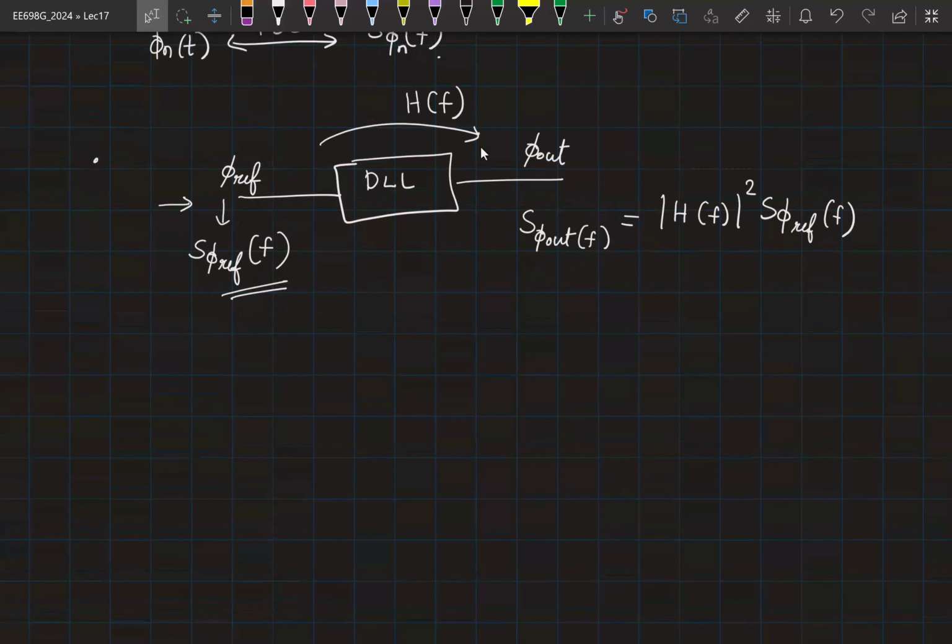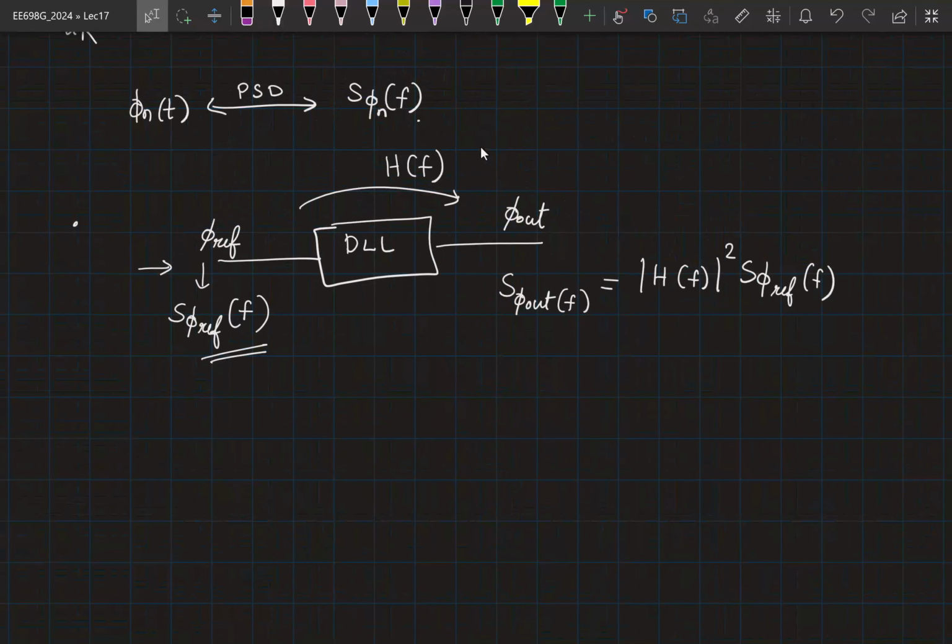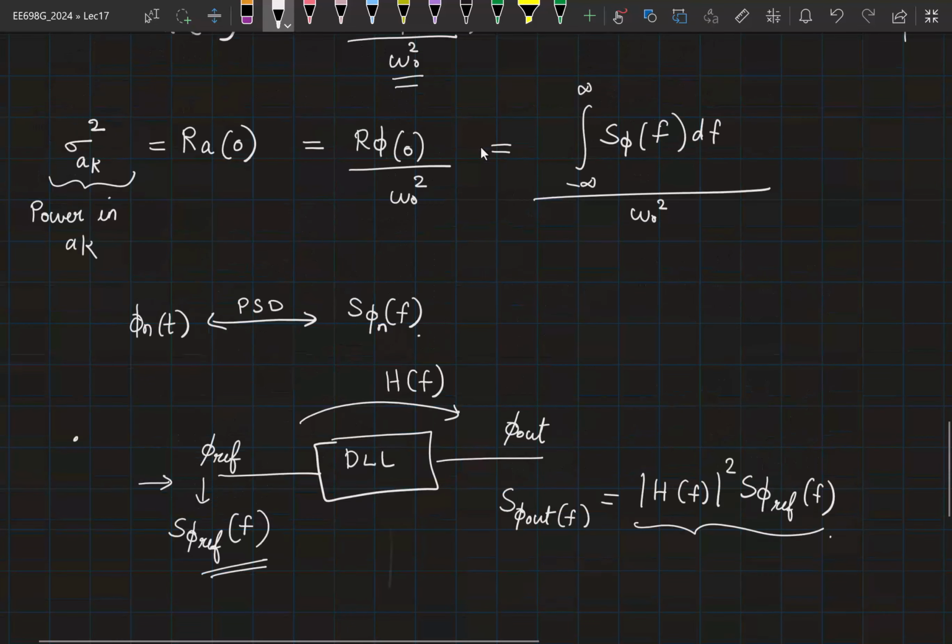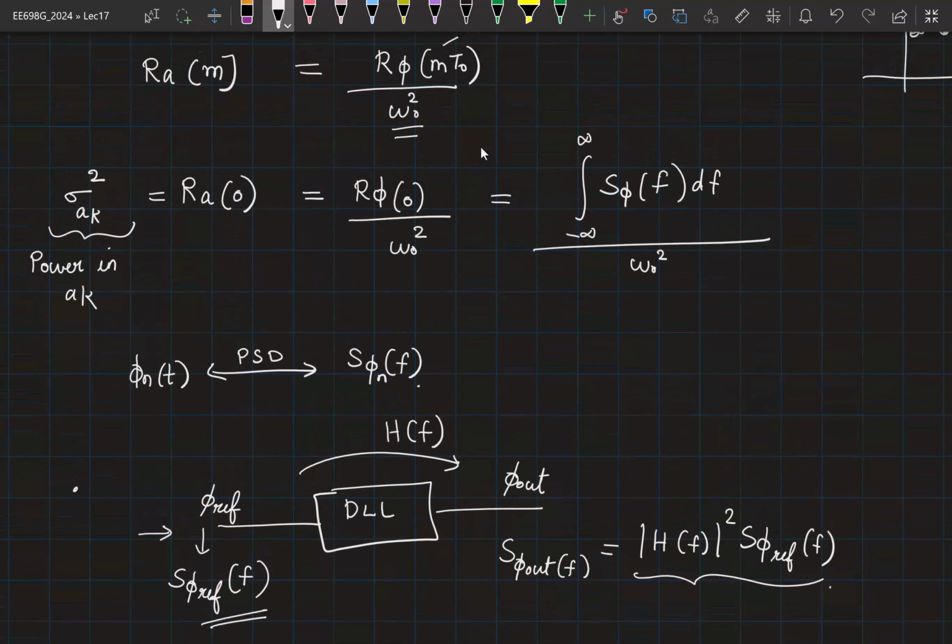Okay, so how will it be useful then? Because we are getting the noise power at the output, so you are getting the noise PSD at the output. Once you have the noise PSD, you can integrate it, divide it by omega naught square, and that will tell you what the power in the jitter sequence is at the output. And you take the square root of that, that is basically RMS jitter.